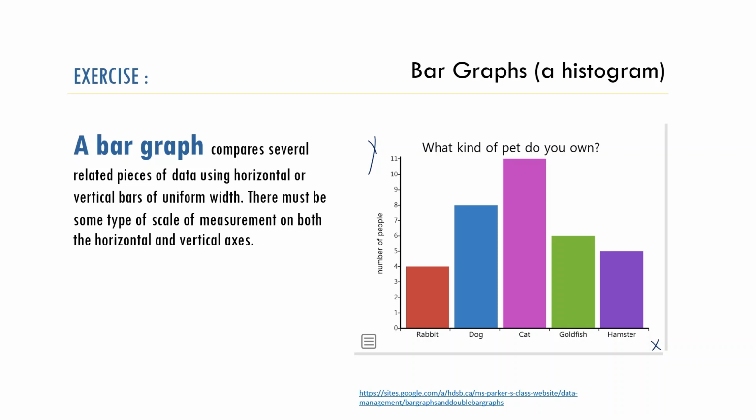So for example, you have 4 people that have rabbits, 8 people that have dogs, 11 people have cats, 6 people that have goldfish, and 5 people that have hamsters. So you just draw a line to here, and you will figure out how many people have different kinds of pets. So that's the bar graph and how you read it.